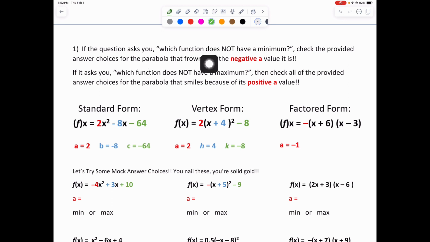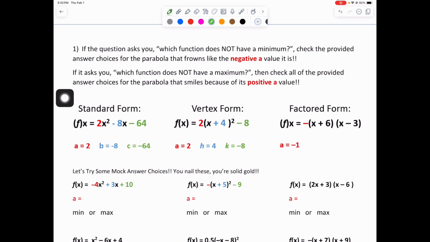We'll continue. Now, when you are looking at number 1, if the question asks you which function does not have a minimum, check the provided answer choices for the parabola that frowns, like the negative A value. Because when it's frowning, the frown will give us our maximum. So it does not have a minimum. You will be looking for max. Or if it asks you which function does not have a maximum, then check all of the provided answer choices for the parabola that smiles because of its positive A value.